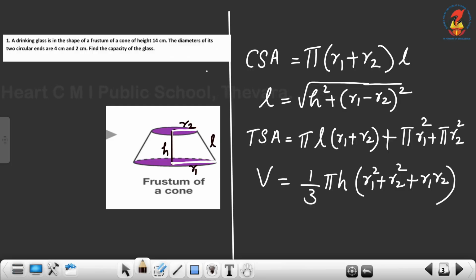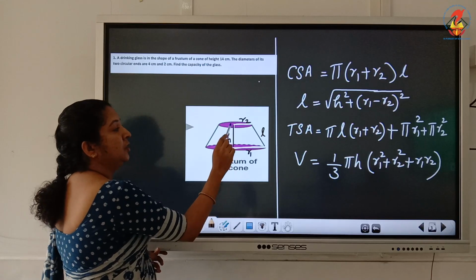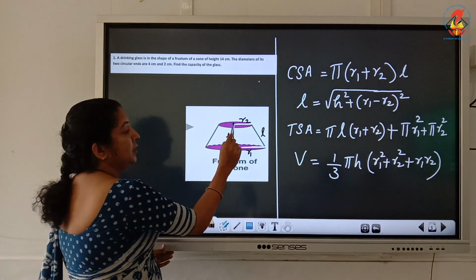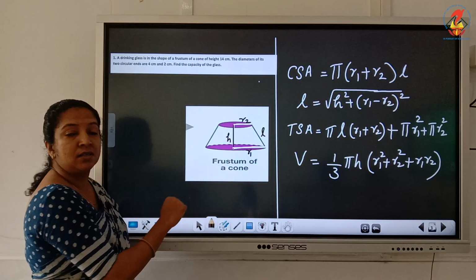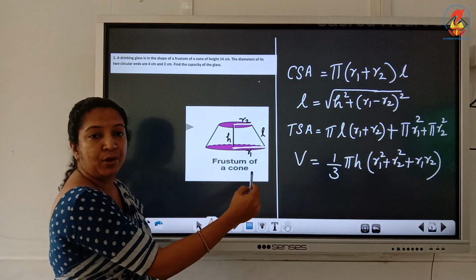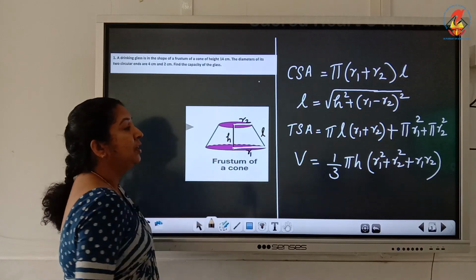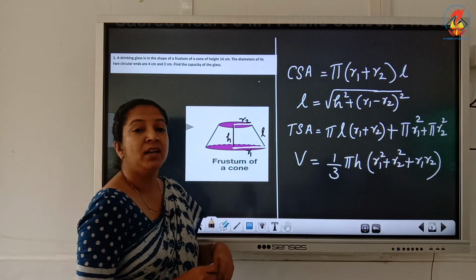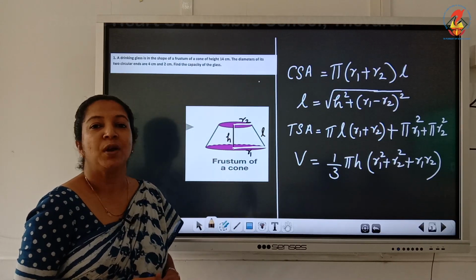The CSA of the frustum is pi into R1 plus R2 into L. Look here, this is the frustum of a cone and this is the height. So two bases which are of circular part, the distance between both the centers is known as the height. This is the lateral length or slant height, and radii R1 and R2. So the formula is CSA is equal to pi into R1 plus R2 into L.